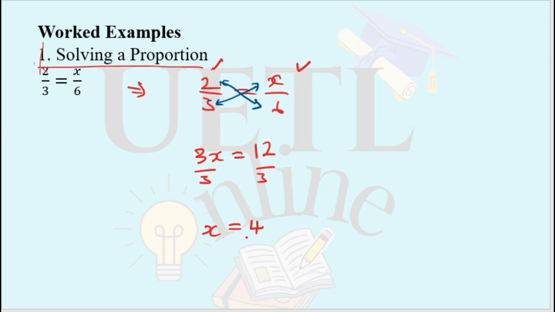So now you can simply say 2 over 3 is equal to 4 over 6. Now we have our proportion. This is the way you cross multiply. This is the way you solve proportions.